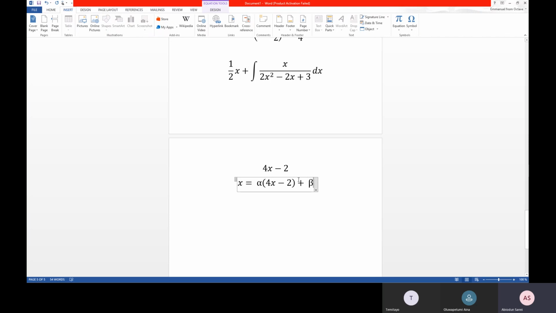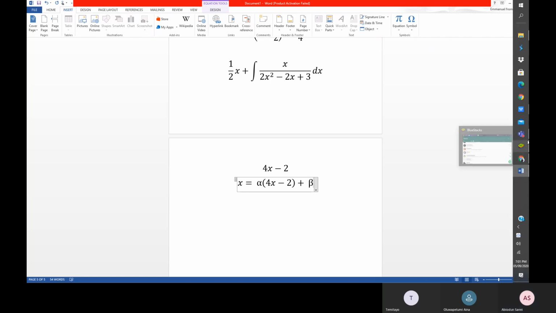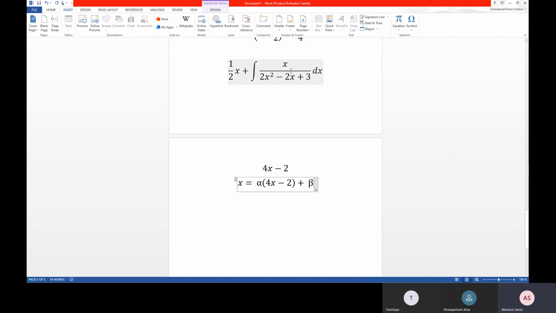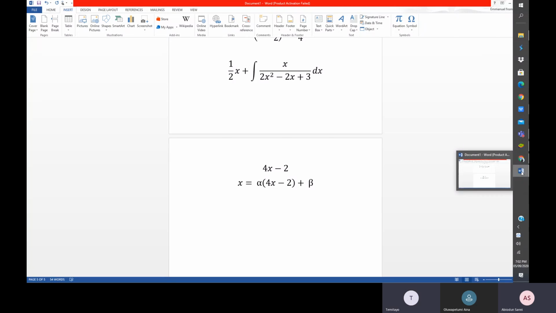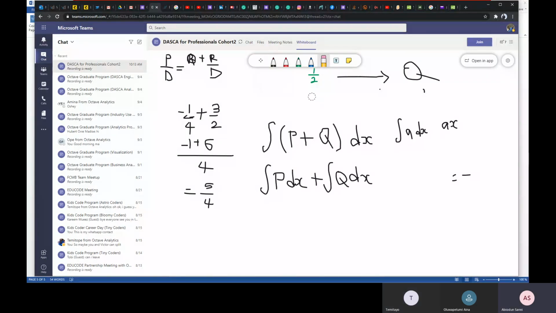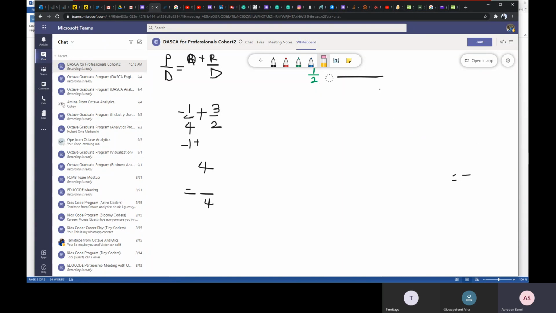The way I used to write it, I used to manipulate. I might not pass through this process, so let me teach you the manipulation. But sometimes it's not easy to do. If you are not having a fraction up here, it's actually easy to do the manipulation most of the time. So I want to write x to look like this: alpha times (4x minus 2) plus beta. So I want to write this as a linear combination of the derivative of the denominator.